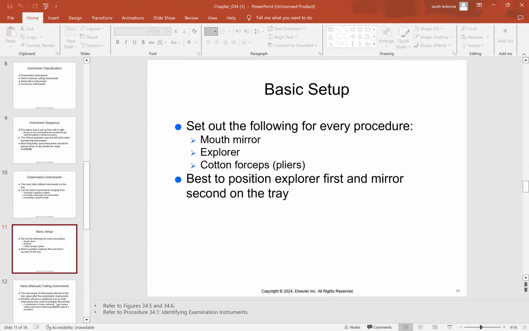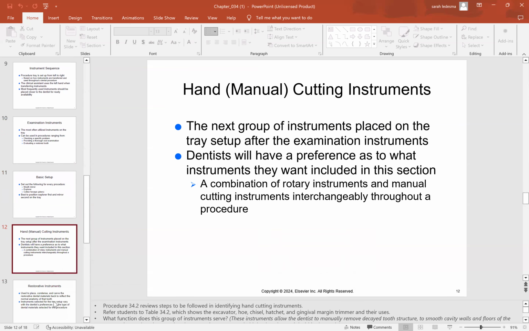When we're passing instruments in the procedure, we like to pass the mirror and explorer first, usually together, the first instruments that we are passing together to the operator. Our hand cutting instruments will be the next group of instruments on the tray. The dentist will have a preference as to what instruments they want included. Typically, we'll see some type of organization for each tray setup. So maybe these instruments are sterilized and bagged together, or maybe pre-selected trays are already set up, but we will typically see our manual cutting instruments next.